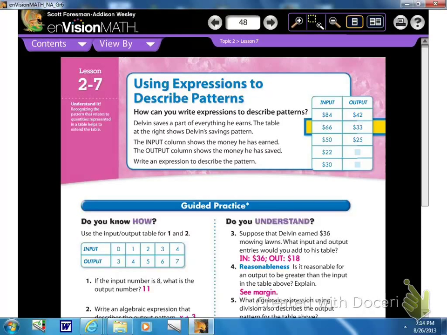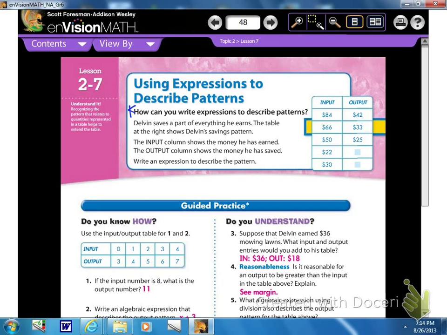Okay, we're looking at lesson 2-7 on page 48, using expressions to describe patterns. So we're looking at input-output patterns, and we're using algebraic expressions to describe these patterns. So how can you write expressions to describe patterns? Alright, so we have Delvin saves part of everything that he earns.